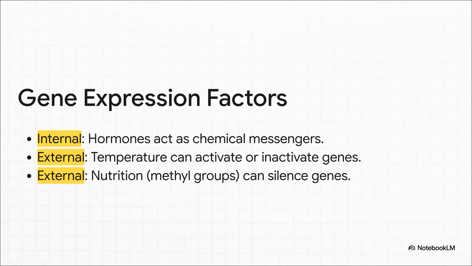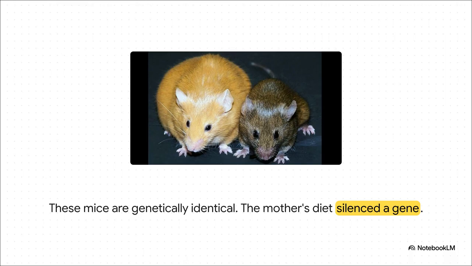So when you put it all together, it's like our genes have this whole complex control panel. Some of the switches are internal, like hormones carrying messages around our body. But a lot of them are external, things like temperature. And as we just saw, even the specific food an animal eats can reach in and physically change which genes are being used. Let's just end on this image, because it's so powerful.